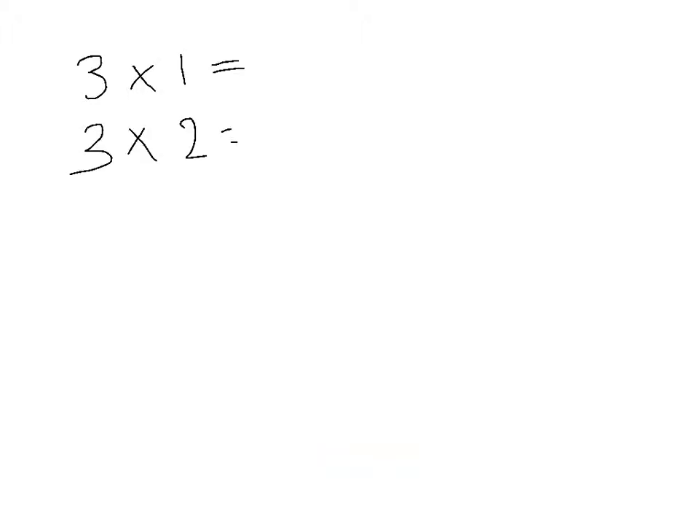Obviously, the number should be in the middle, which is the 4. 4 was the number. So what I'm going to do is 3 times 1 equals 3. And 3 times 2 equals 6. Now, where does the 4 go?